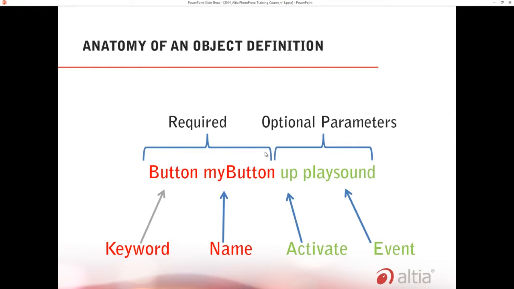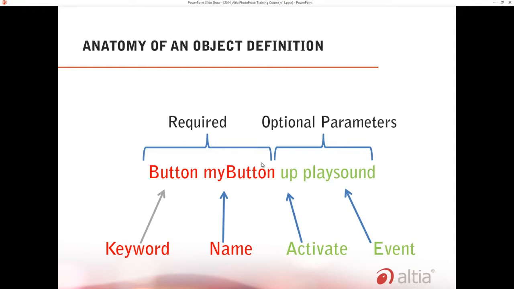So let's first look at the anatomy of an object layer group name in Adobe Photoshop, so that Altia PhotoProto will be able to pick it up. The first thing is the keyword. Am I a button? Am I a deck? Am I a slider? These are some of the keywords we'll talk about.